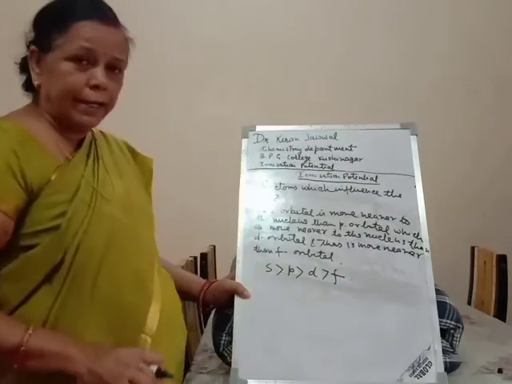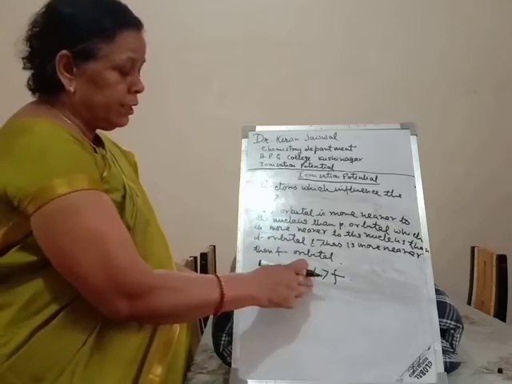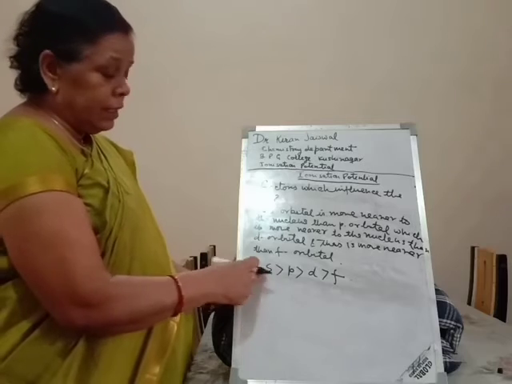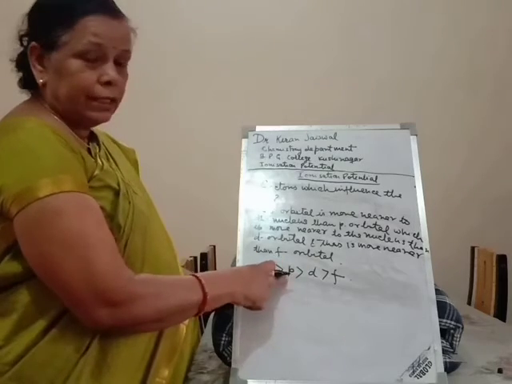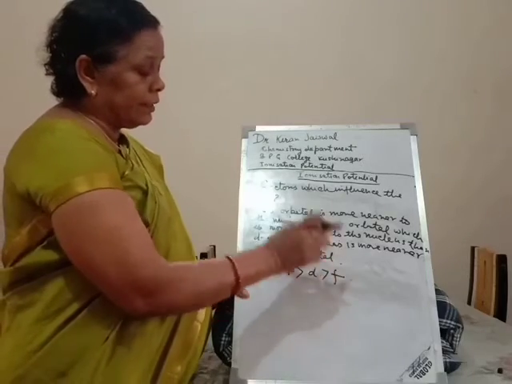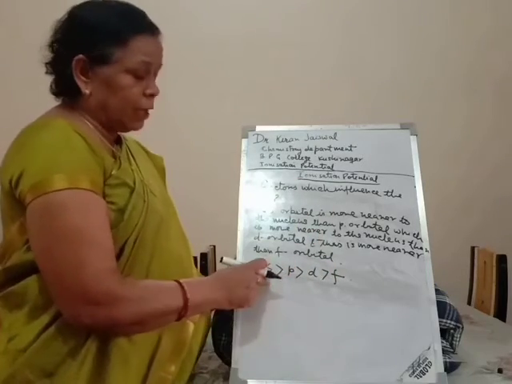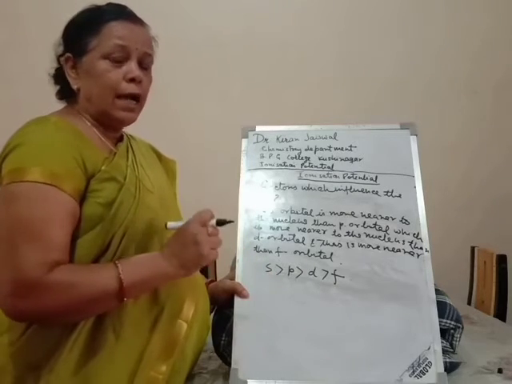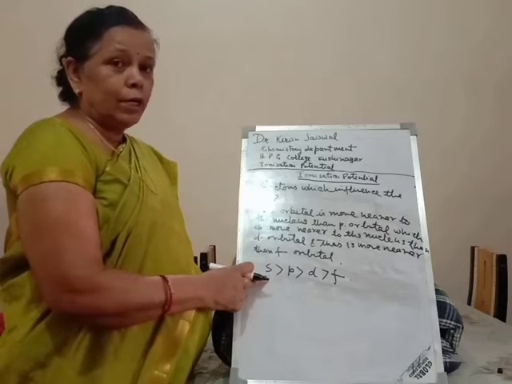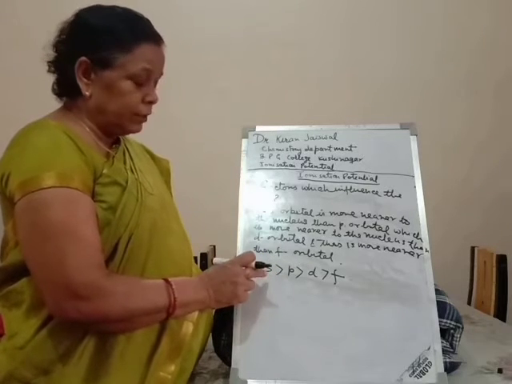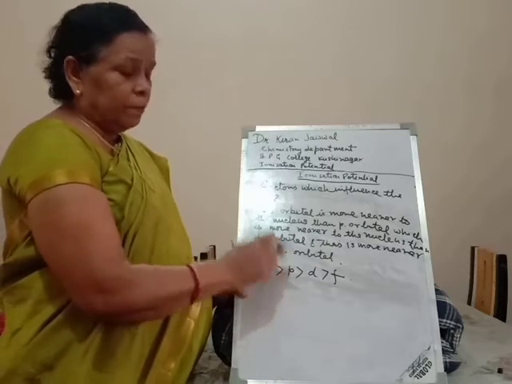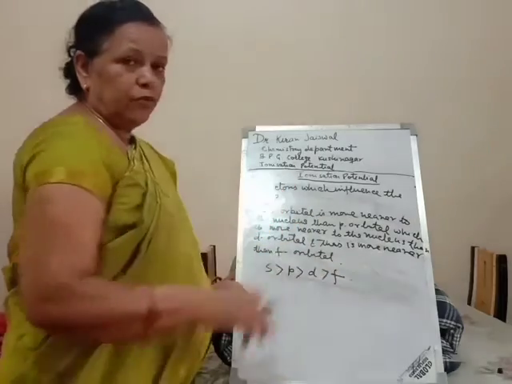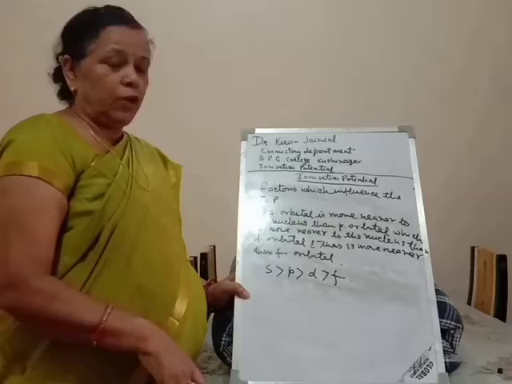The order of the ionization potential for s, p, d, and f orbitals will be: the ionization potential of the s orbital is greater than that of the p orbital, which is greater than that of the d orbital, which is greater than that of the f orbital. Because the s electron is nearer to the nucleus, it is tightly bound, and a large amount of energy is required to remove it. So the ionization potential of the s electron is greater than the p electron, then the d electron, then the f electron. So this is the penetration effect.